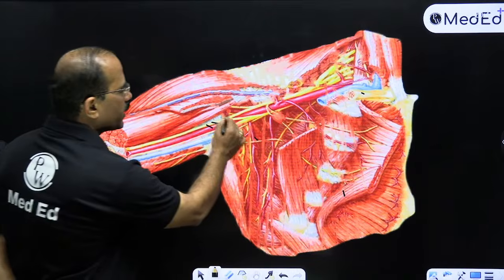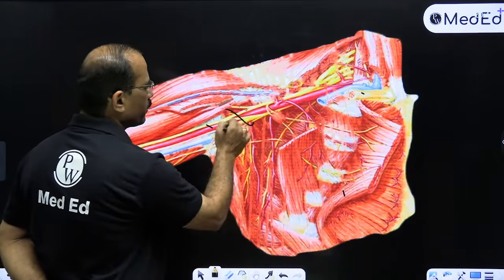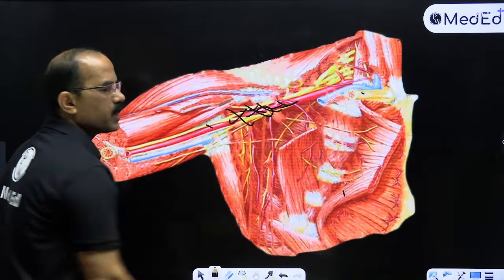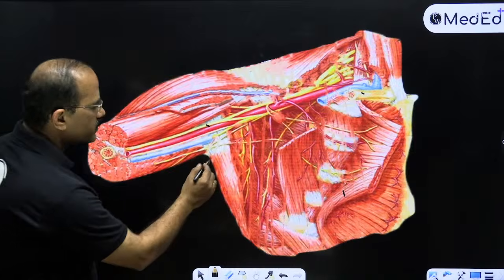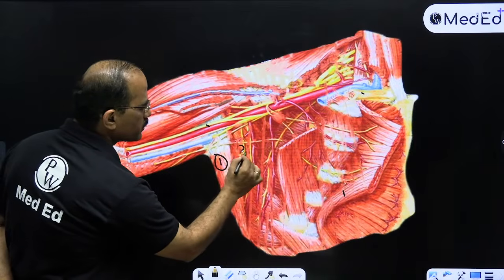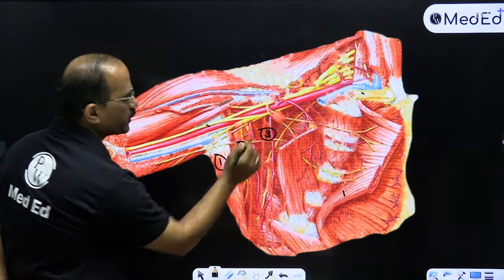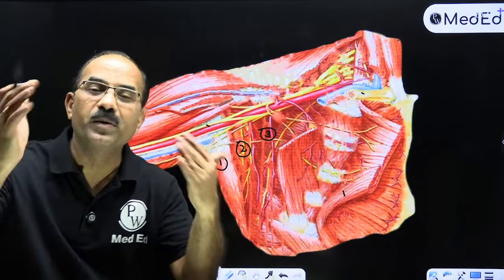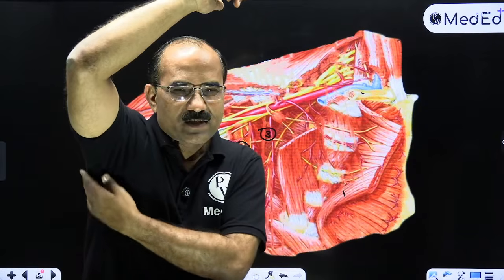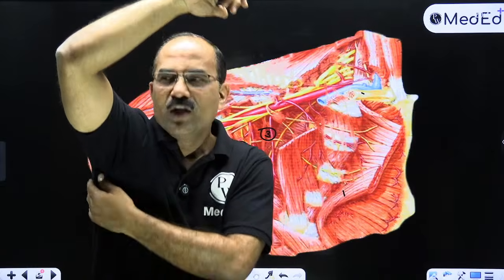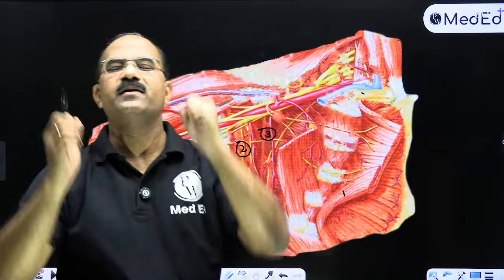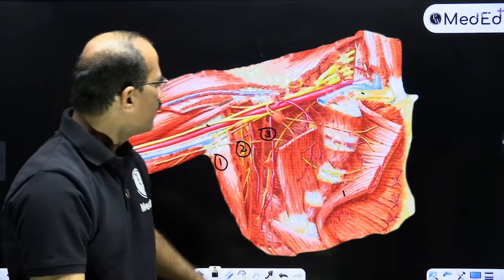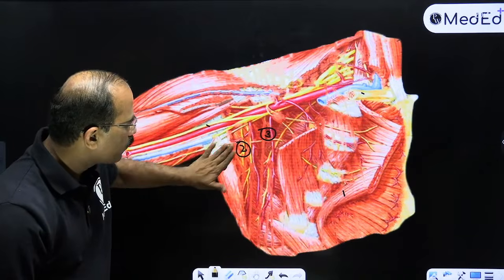Now this structure that you are seeing, what is this structure? This is the axilla. And what is this now? This is number 1, this is number 2, and this is number 3. What are these 3 muscles forming? You see the wall at the back? These muscles are going to form the posterior wall of axilla. So the posterior wall of axilla is formed by 1, 2, and 3.